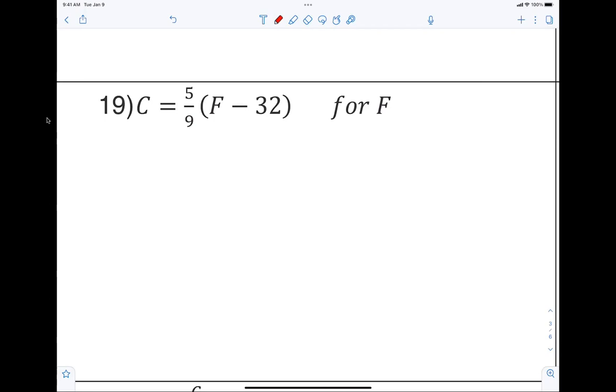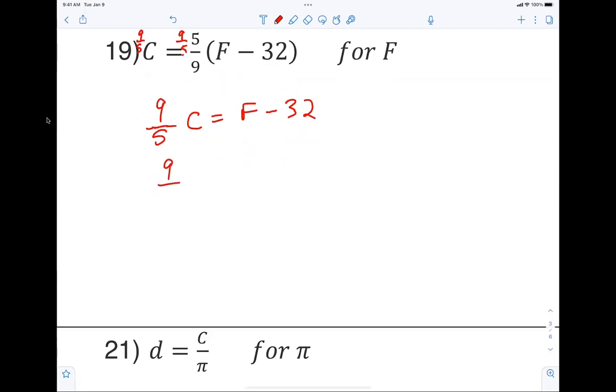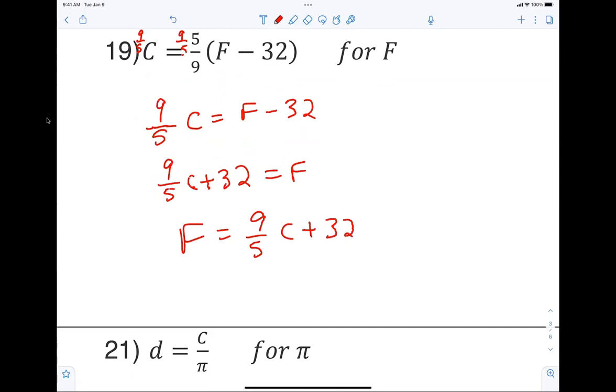So tell me what to do first. Instead of saying divide by 5/9, you're going to multiply by 9/5. And then you add 32. You're correct. If they gave you Celsius, you can convert it to Fahrenheit, and if they gave you Fahrenheit, you can convert it to Celsius. That's the relationship. Anybody have any questions with that?